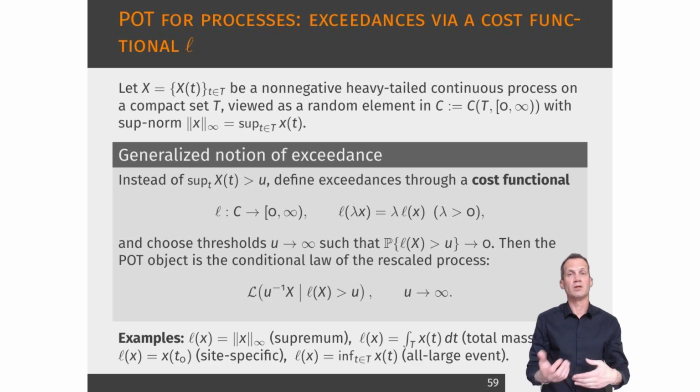The peaks over threshold object is then the conditional law of the rescaled process, given that the cost exceeds a high threshold. The last line gives examples. The cost can be the supremum, the total mass, the value at a fixed site, or the minimum over the domain. Each choice corresponds to a different definition of what an extreme functional event means.